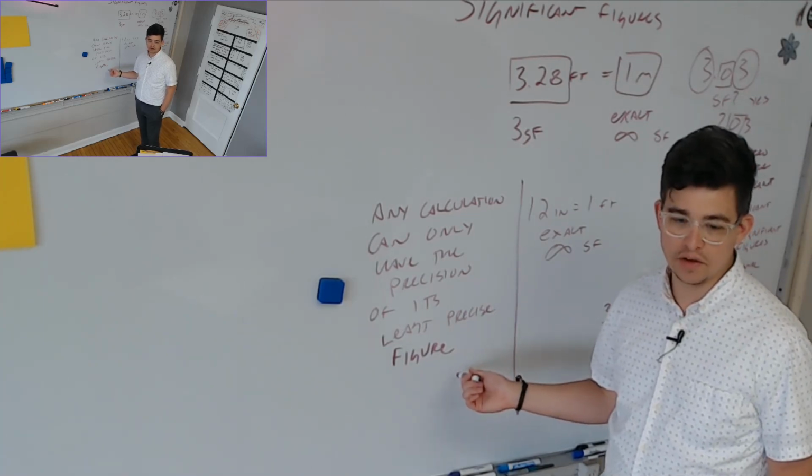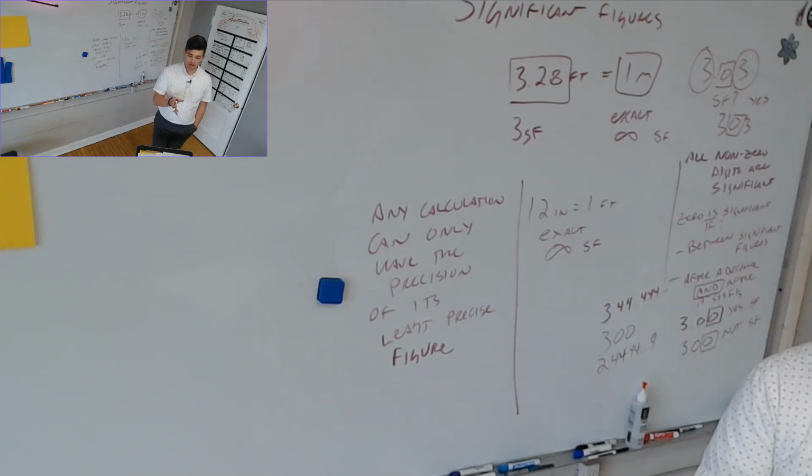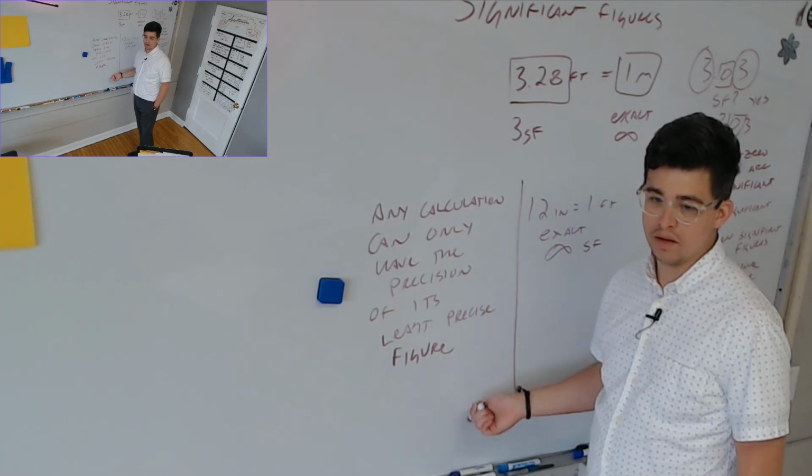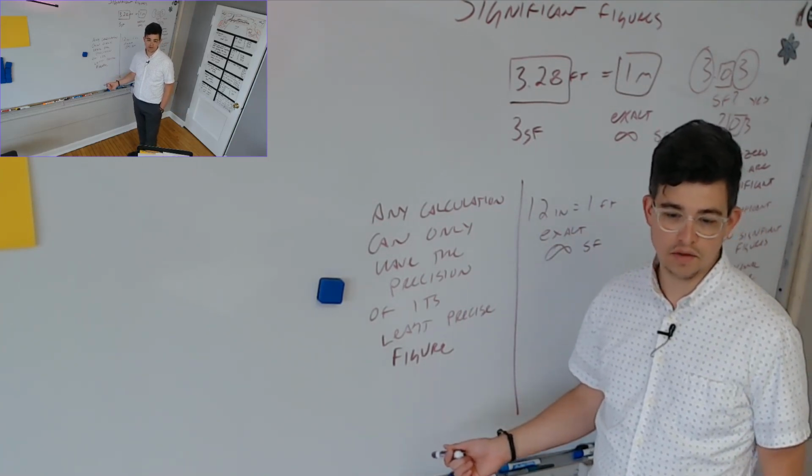Because 7 divided by 3, if those are just straight math values, those are exact numbers. But if we've actually measured them, those are not exact numbers. They're probably rounded. And so we have to be careful of that.